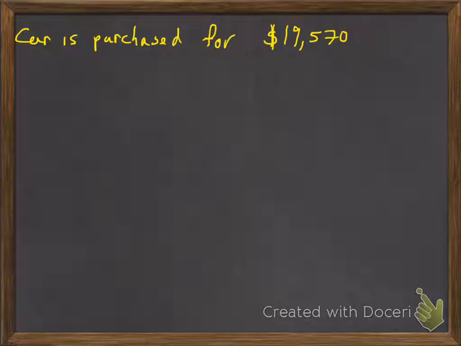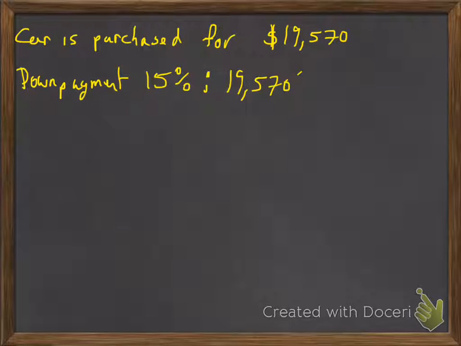All right, we're going to look at an example of an amortization problem. So we're going to look at a car that is purchased for $19,570, and we're going to make a down payment of 15%. So we're going to find 15% of this purchase price, and so that's going to be $2,935.50. So that's our down payment, and then we're going to take out a loan on the rest of it.